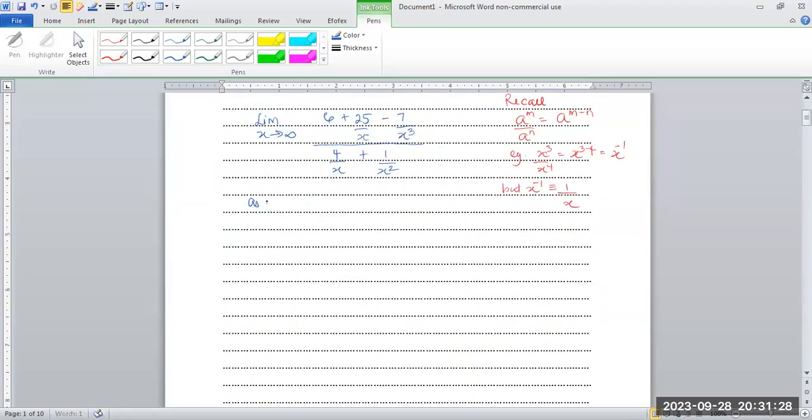So as x tends to infinity, 25 over x, 7 over x squared, 4 over x, and 1 over x squared all tend to 0. So I'm going to be left with the limit as x tends to infinity of 6 plus 0 minus 0 over 0 plus 0, which is equal to 6 over 0.